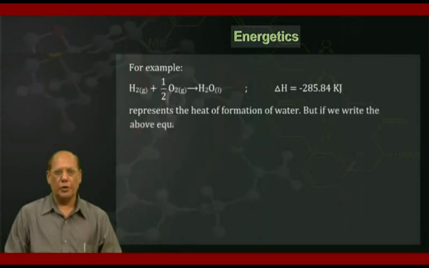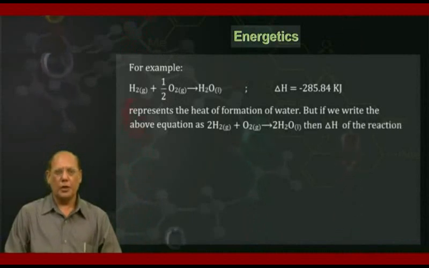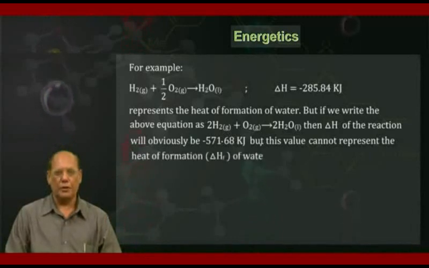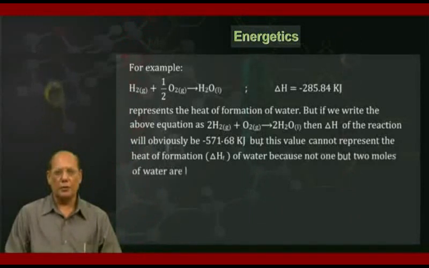But if we write the above equation as 2H2 gas plus O2 gas giving 2H2O liquid, then delta H of this reaction will obviously be minus 571.68 kilojoules. But this value cannot represent the heat of formation delta HF of water, because not 1 but 2 moles of water are being formed.